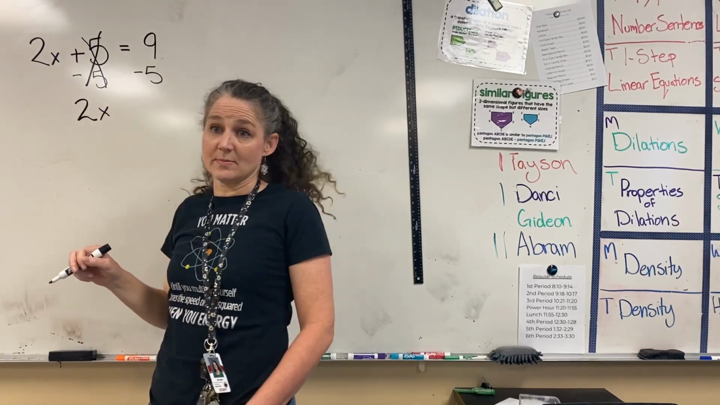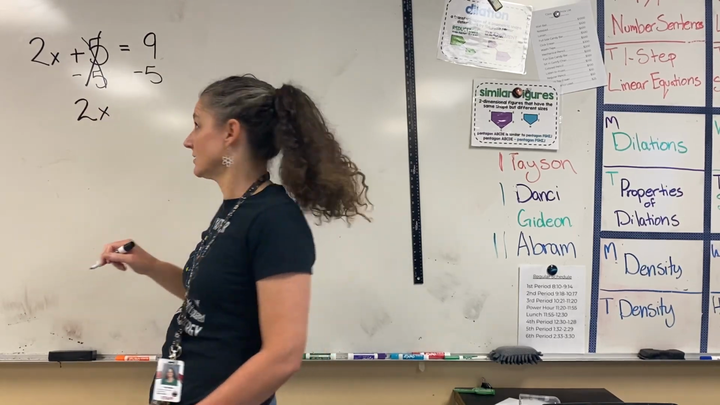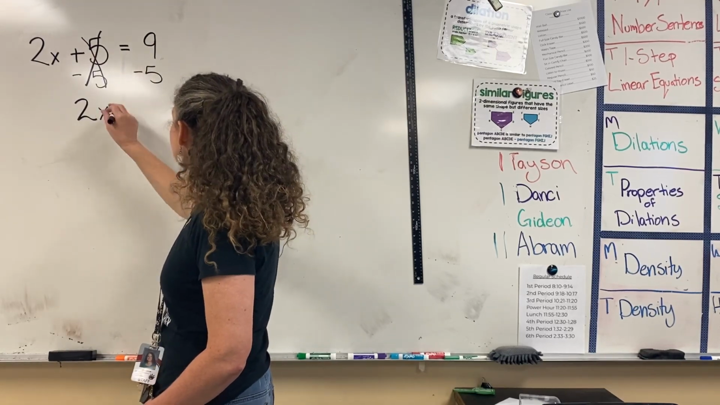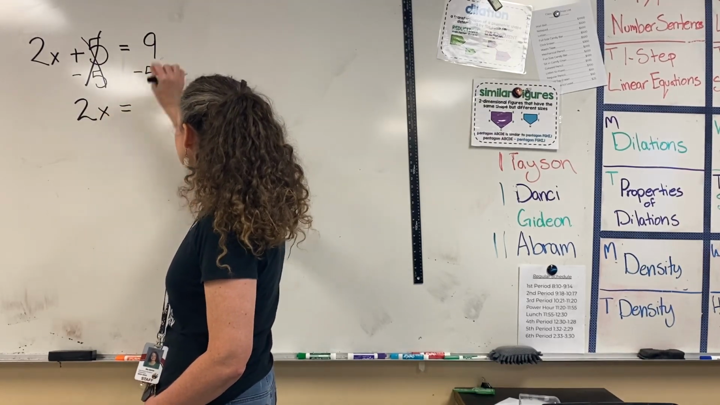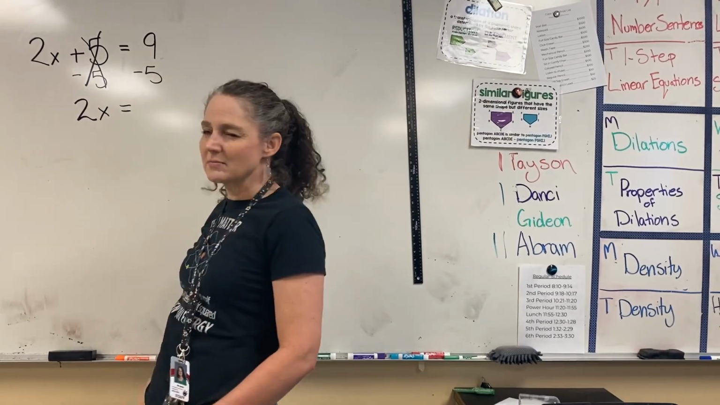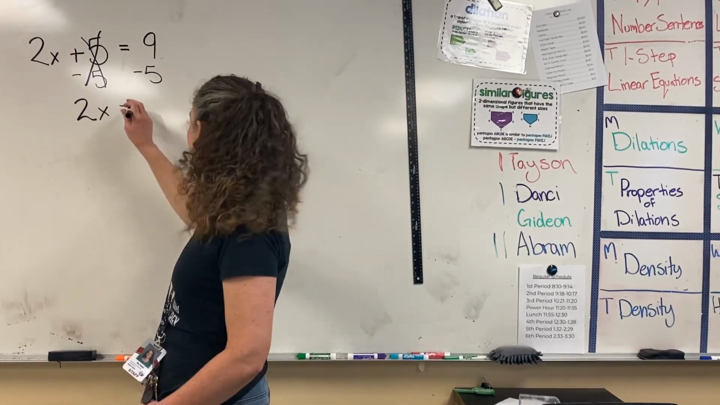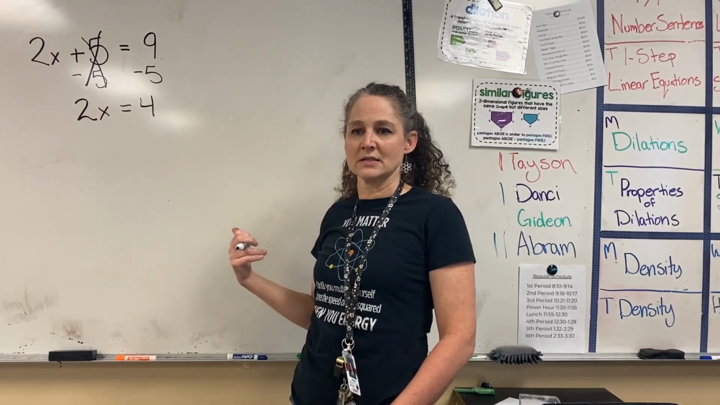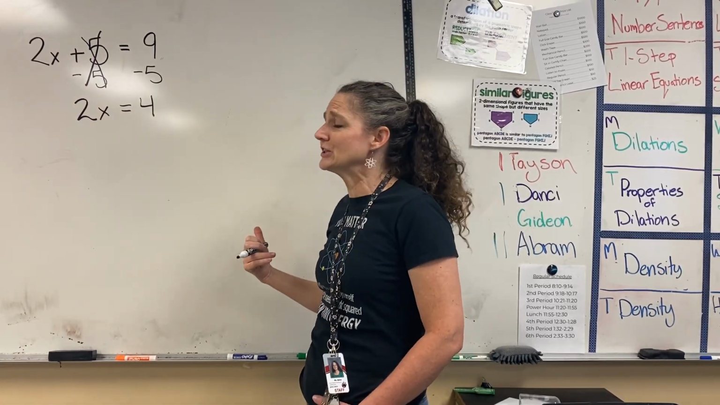We're only going to go one step at a time. So 2x is still there. I bring down whatever sign is in the middle. That's not changing. We have 9 minus 5. What's 9 minus 5? 4. Well, good golly, now it looks just like we did yesterday. Do we know how to do these?